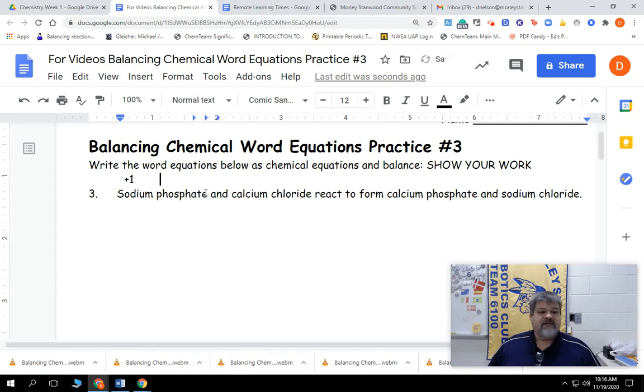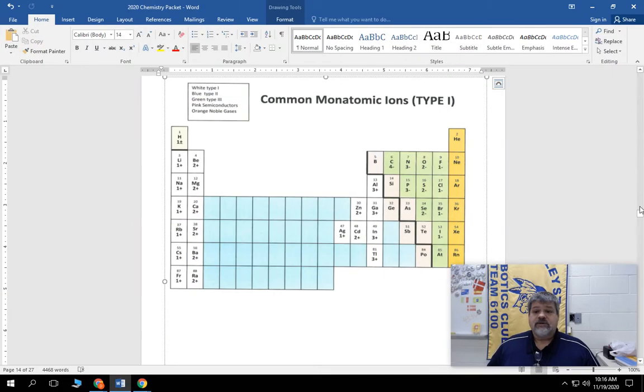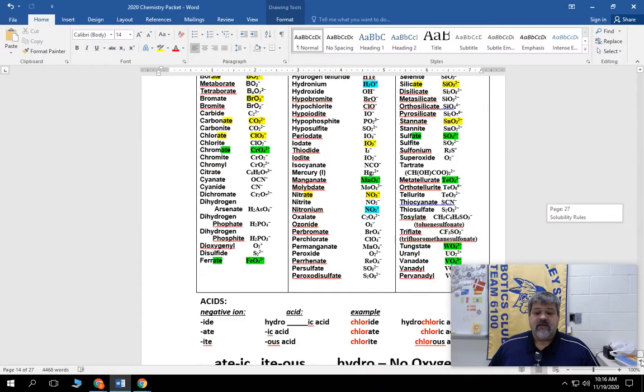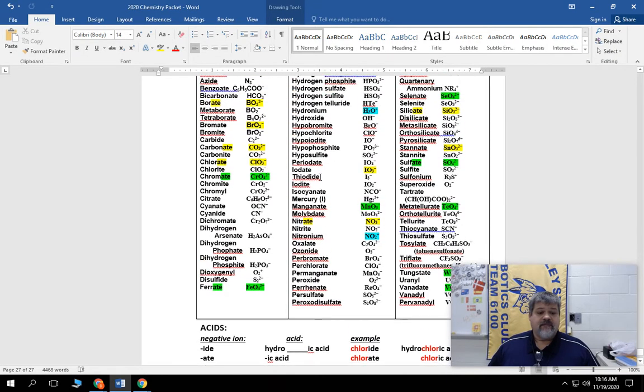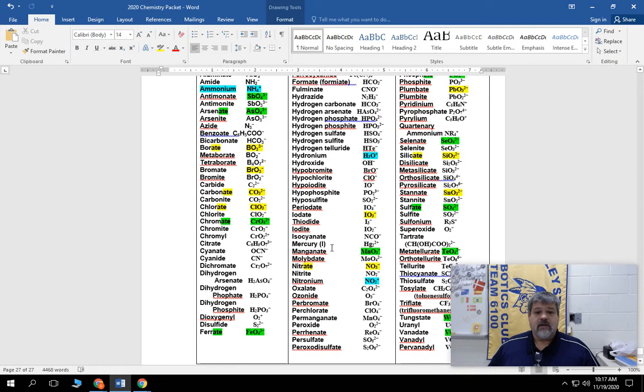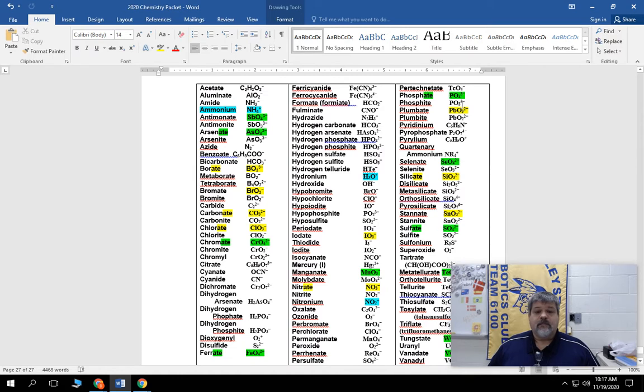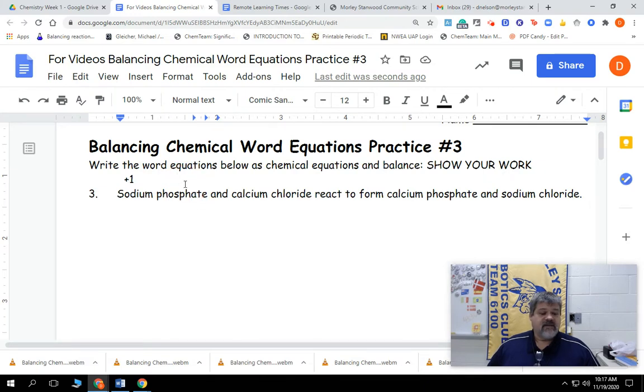We go to phosphate. Where are we going to find phosphate? Well, we know because it ends in ATE that it is a polyatomic ion. So we're going to go back to our packet, scroll all the way down to the very last page, and we look up phosphate. I don't see it here. Okay, there's phosphate, PO4, and it's a -3. So we're going to get back out of this, and right above this, we're going to put a -3.